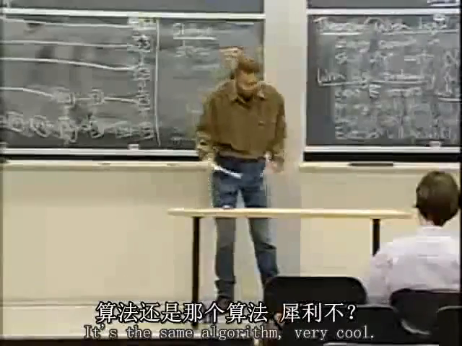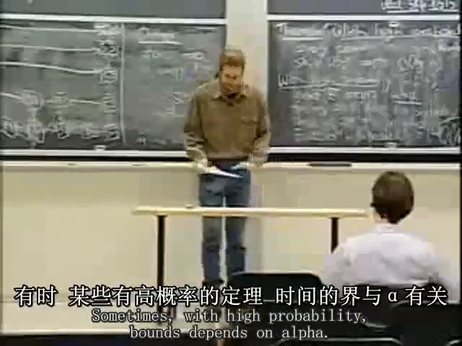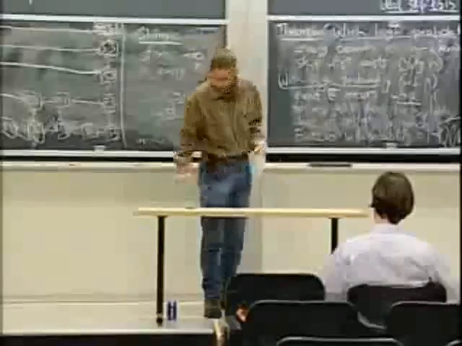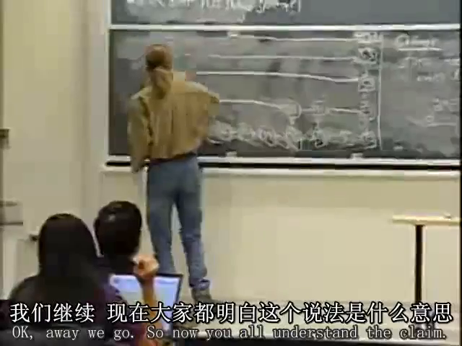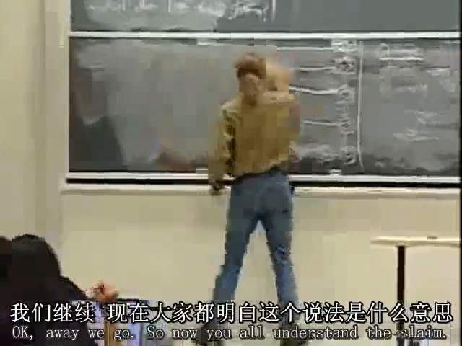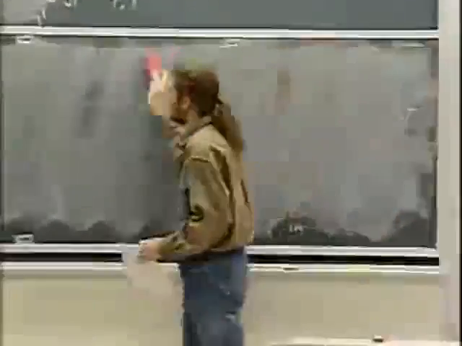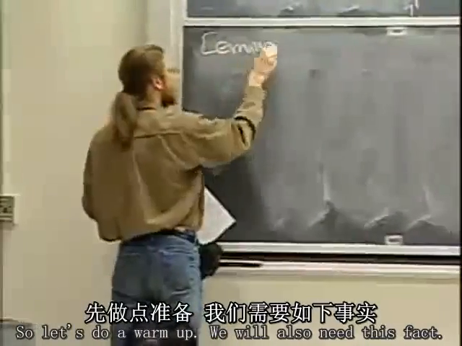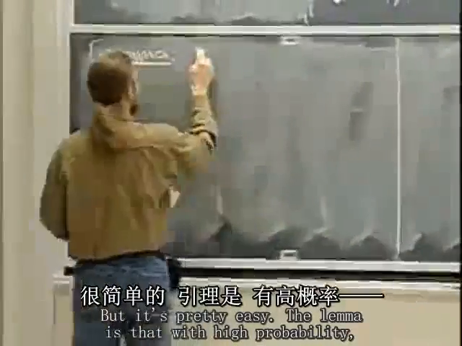How unlikely you get to choose, but it's just in the analysis. The algorithm doesn't depend on it. Same algorithm. Very cool. Sometimes with high probability bounds, the algorithm depends on alpha, but here it will not. Okay, and away we go. So now you all understand the claim. So let's do a warm-up. And this will also need this fact, but it's pretty easy.